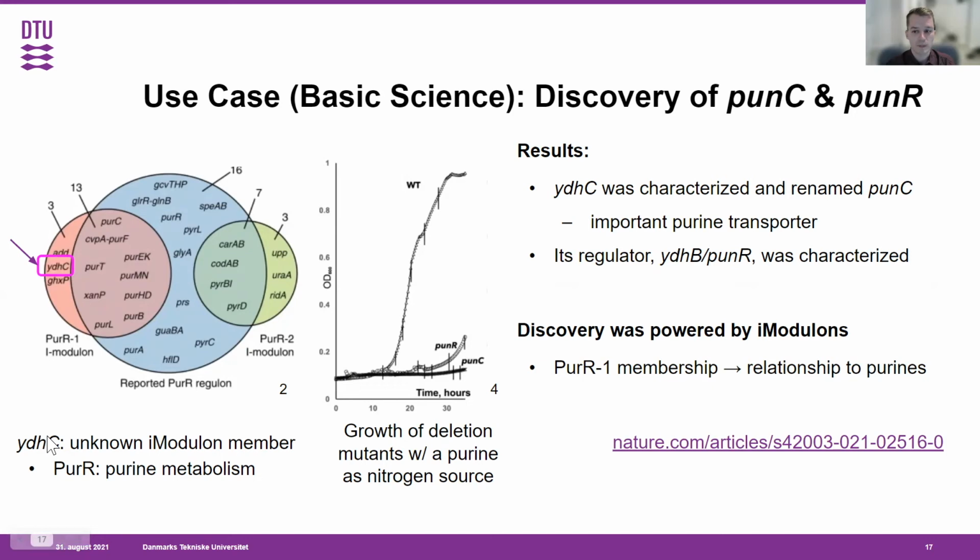And so after the work of this paper was done, really a phenomenal characterization going into how this gene actually works, it turns out to be an important purine transporter, and its regulator was also identified, which was originally ydhB, now PunR. And the regulator responds to purines, just like PurR. So there's kind of the same underlying signal controlling this iModulon. And then we were able to identify the underlying mechanisms for this particular gene and characterize and rename it.